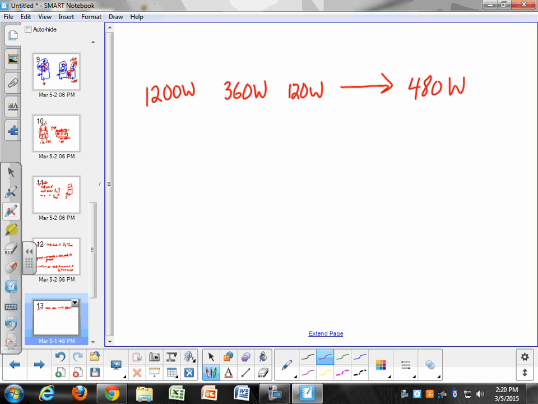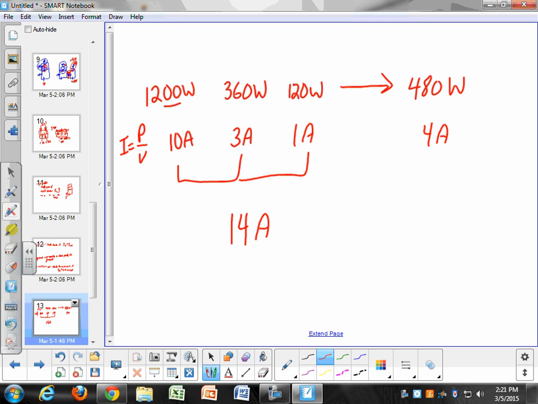So you want to find the current for each of these. I is equal to P divided by V. V is equal to 120. So 1200 divided by 120, that's 10 amps. 360 over 120 is 3 amps. This is 1 amp, and this is 4 amps. So somewhere in between these 3, which is 14 amps, and adding this fourth one, this 4 amp one, which is 18 amps. So somewhere in between 14 and 18 is where your circuit breaker is rated for.